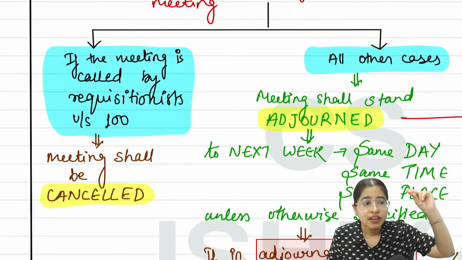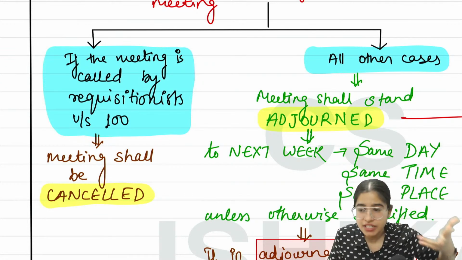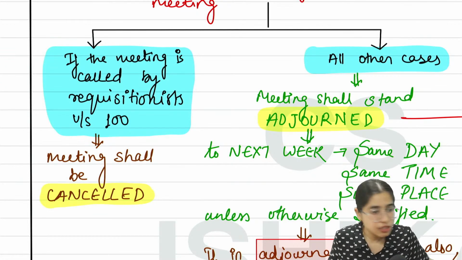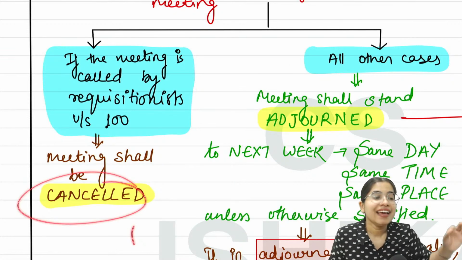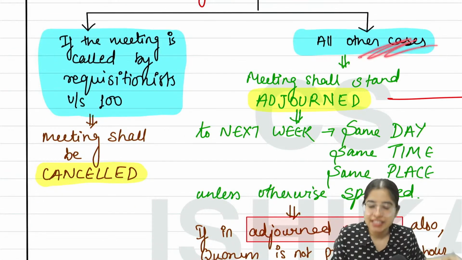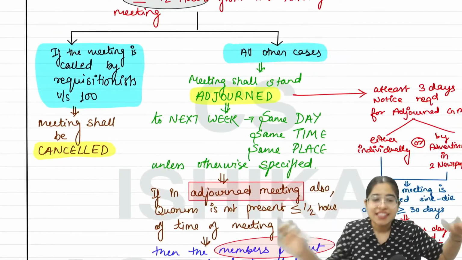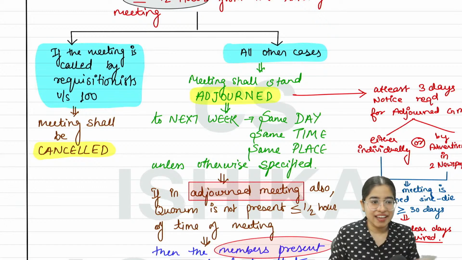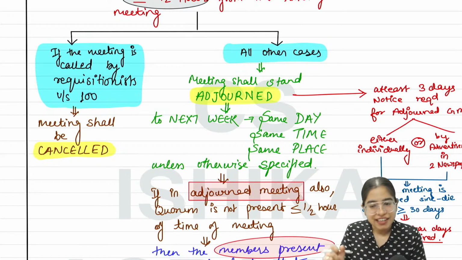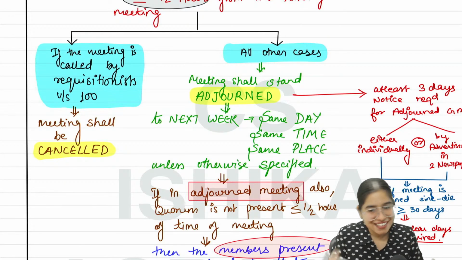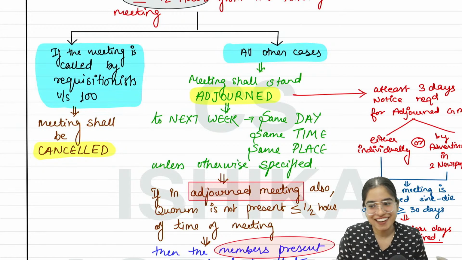If the meeting is called by requisitionist, then quorum is not present, then the meeting will be cancelled. And in all other cases, meeting will be adjourned to next week, same day, same time, same place, unless otherwise specified. That song, वो song है ना, same time, same जगह, अगले दिन.